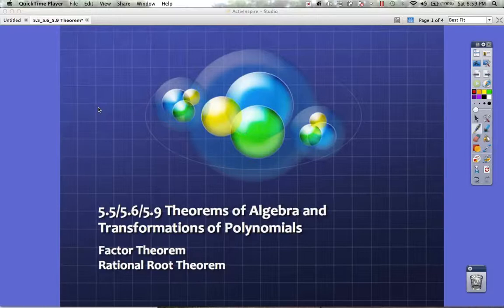5.5, 5.6, and 5.9. These are all little pieces of things to finish up this chapter for us. Part of it is the theorems of algebra, and in a small little portion is a review of the transformation of polynomials. With the theorems of algebra, we'll be talking about the factor theorem and the rational root theorem.